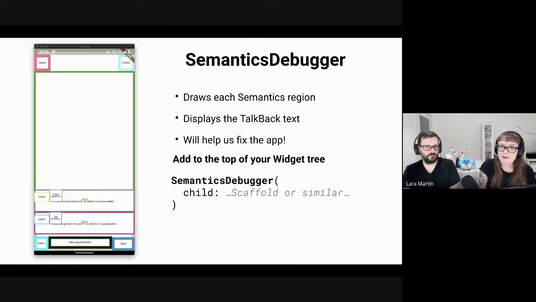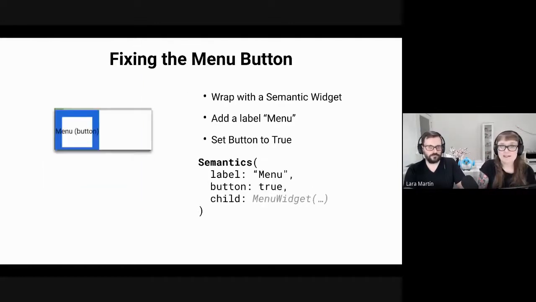To help you debug your labels, Flutter gives you this amazing widget called SemanticsDebugger, which visualizes all the semantics for a child. We can use it to wrap a widget, and in this example, we wrapped the scaffold of the application. The widget draws each semantics region with one color and writes the text that is going to be read by the screen readers. Just by using this widget, you will find what needs to be fixed.